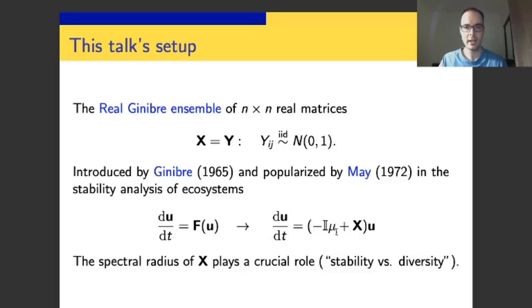First, the setup. We're working with real Ginibre matrices, so just n by n square real matrices whose entries are IID copies of standard normal random variables. No symmetry imposed. This is, in a sense, the most basic real non-Hermitian random matrix ensemble you can think of. It was introduced by Ginibre 55 years ago and soon afterwards popularized by Robert May in 1972. May in particular was interested in ecosystems, and he used real Ginibre matrices in his model.